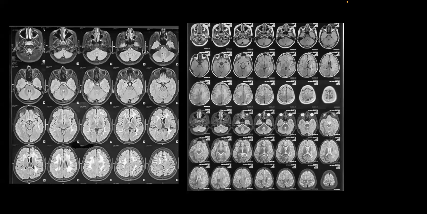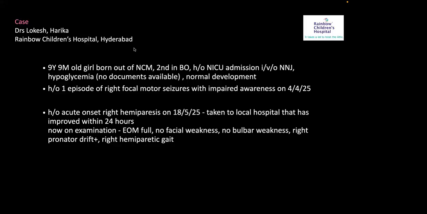Any other possibilities other than demyelination? If anyone wants to comment. I actually missed the story. Is it an acute story? Yeah, Rajesh. In April she had one seizure, and then no further recurrence of seizures on anti-seizure medication. And then on May 18th she had hemiparesis. Achha.